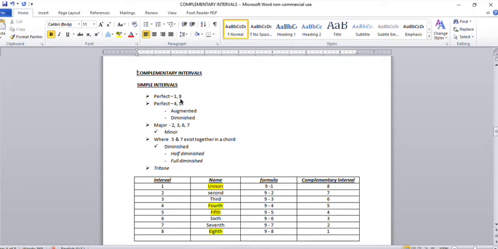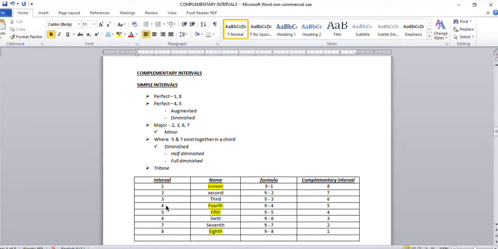1 and 8 you cannot change. You cannot augment them, you cannot minor them, you cannot measure them. They are just perfect. They stay there in any scale, in any key. 1 and 8 stay there. They can't move. They're stuck there. And then you have perfect 4 and perfect 5.